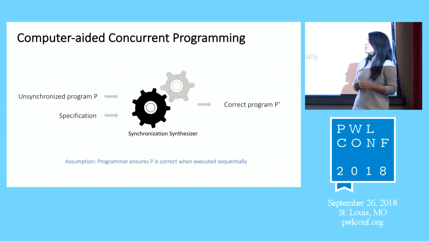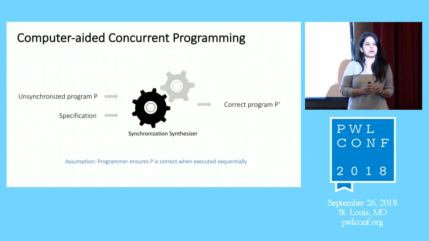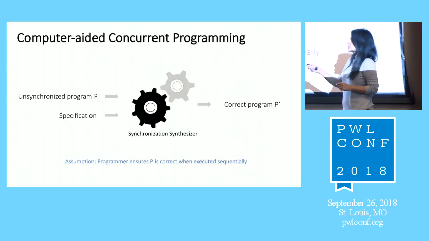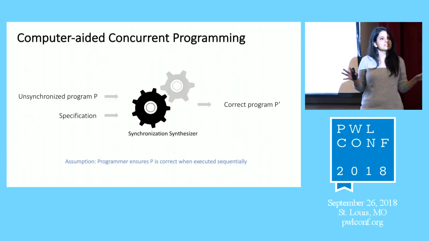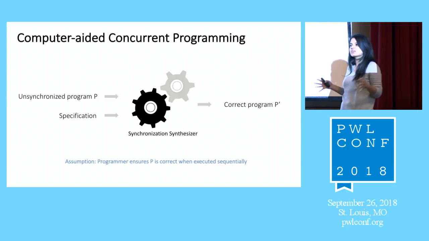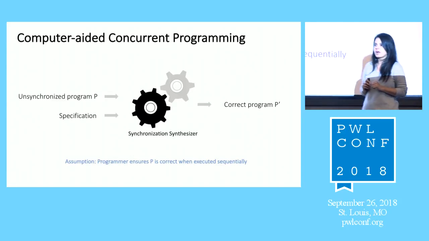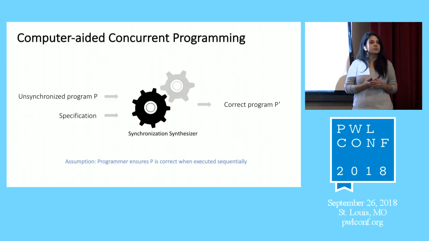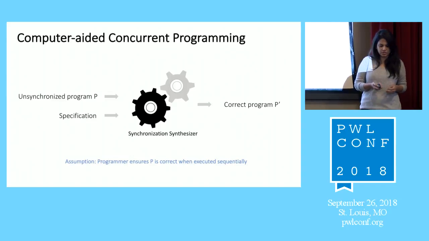Wouldn't it be wonderful if you, as a programmer, just had to write an unsynchronized program with no synchronization and only make sure that the program is correct, that it meets its specification when the threads are executed sequentially, and then a magical synchronization synthesizer steps in, inserts synchronization, and makes sure that the final concurrent program is correct with respect to the specification? This is the dream of computer-aided concurrent programming, and it has captured the imagination of multiple researchers over several decades, going back to the early 1980s. This is the focus of today's talk.